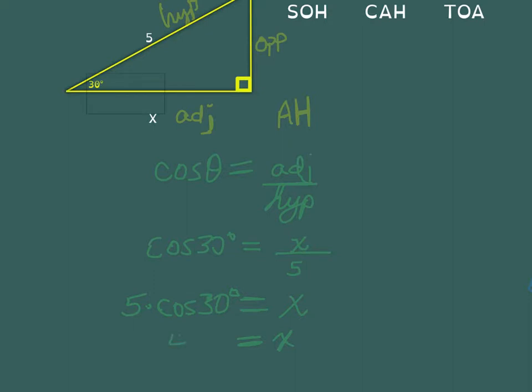And when we do that, we get 4.33, and it's 0.127, and so on. But for now, we'll just leave it at 2 decimal places. So that means x is 4.33.